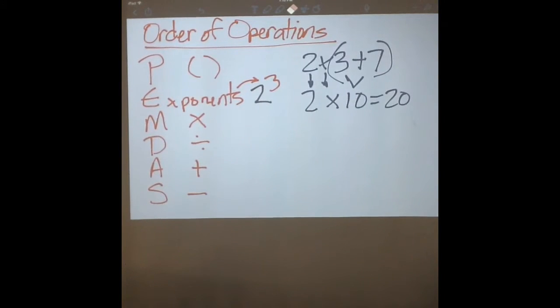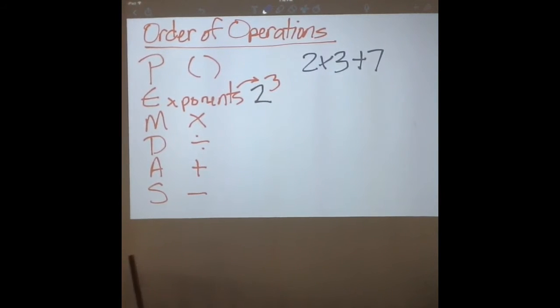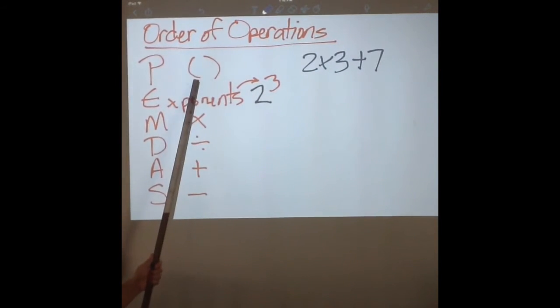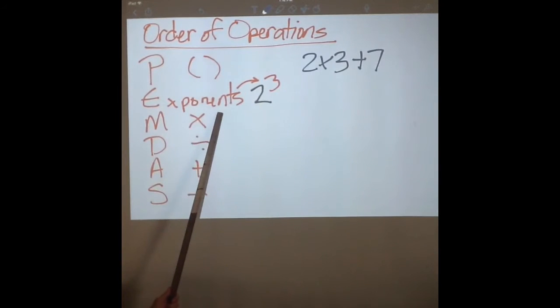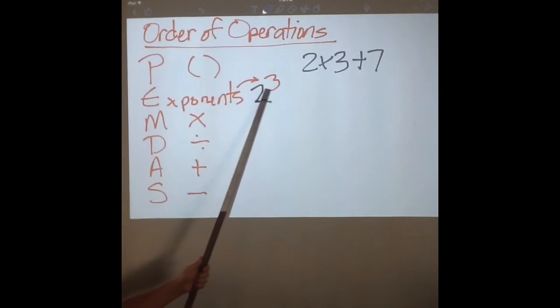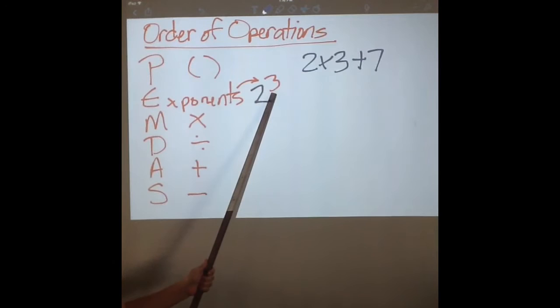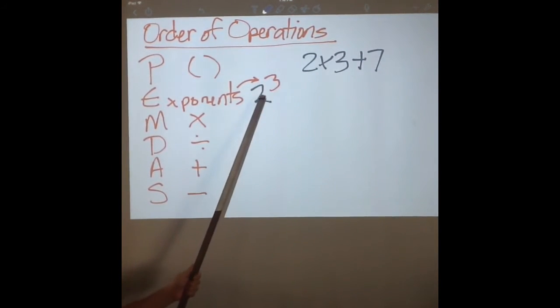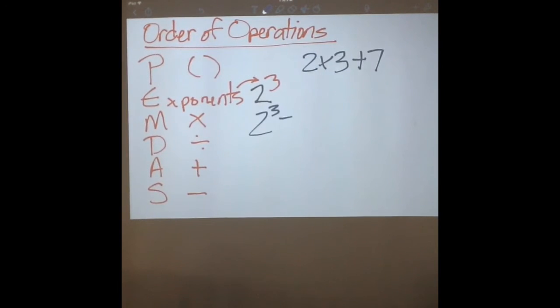Now I'm going to change this problem. Watch how I'm going to change it. Remember we got 20, right? Okay. Now let's do parentheses. Then the next thing is exponents. Remember the exponent is the little number over the top of the big number, right? So if I have a 2 to the 3rd power, what would that equal?